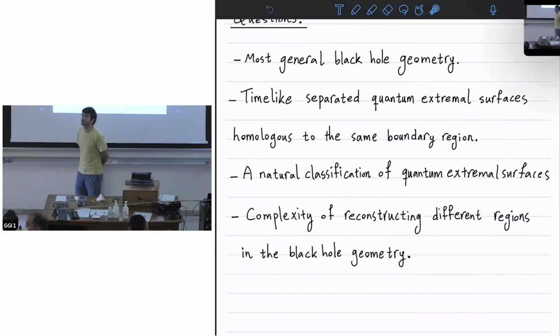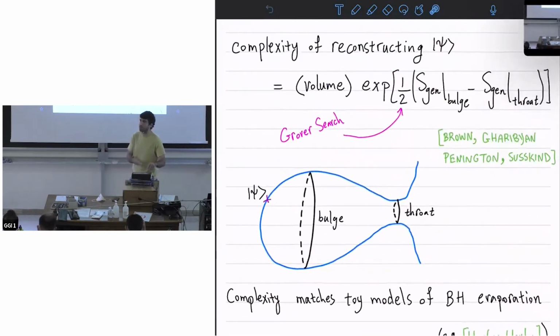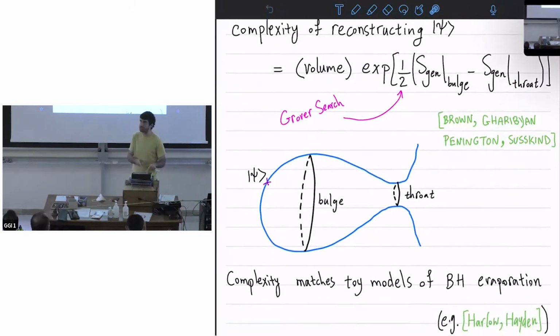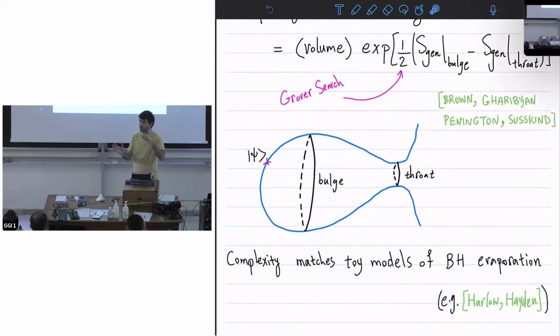When you say time-like separated QESs, do these have to be minimal, or are you talking about...? No, non-minimal quantum extremal surfaces. The bulge and the throat in this example aren't minimal quantum extremal surfaces, but the minimal one is, oh, sorry, the empty surface is the minimal one here. So extremal, but not necessarily minimal. Okay, the minimal is just one of them, right? Yeah, so the minimal one could be time-like separated from some other one.